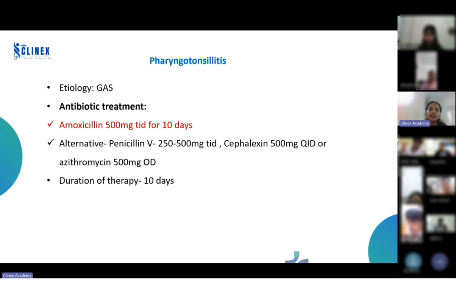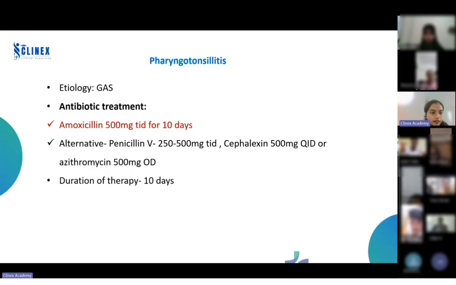For this condition, you need antibiotic treatment. The usual treatment is amoxicillin 500 mg TID for 10 days. That is the recommended treatment. Alternatively, you can give penicillin V, cephalexin, or azithromycin. The most recommended and preferred one is amoxicillin 500 mg TID for 10 days. Sorry, 10 days, I'm sorry.